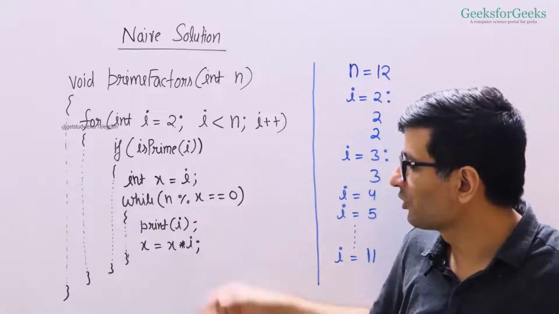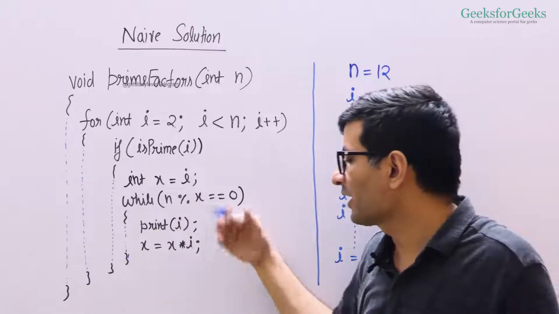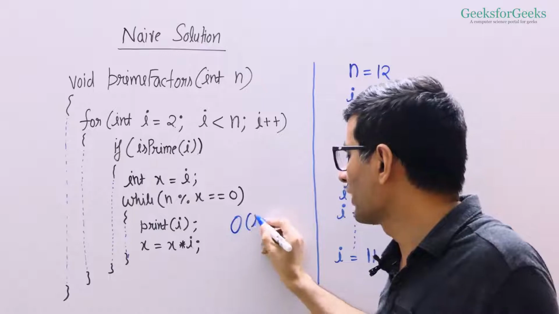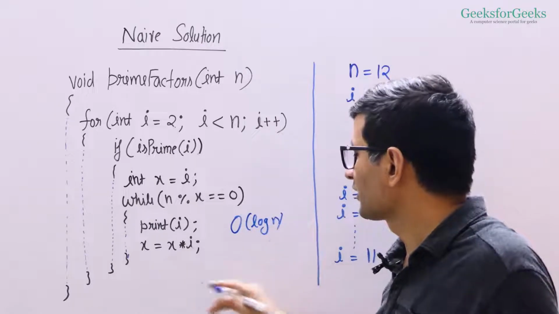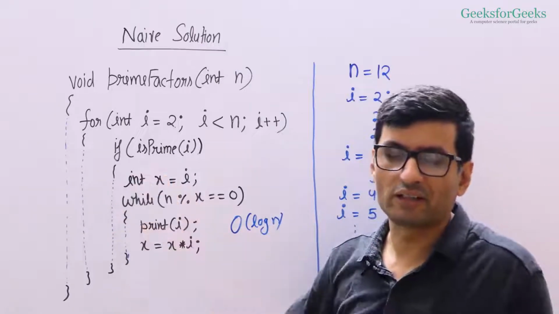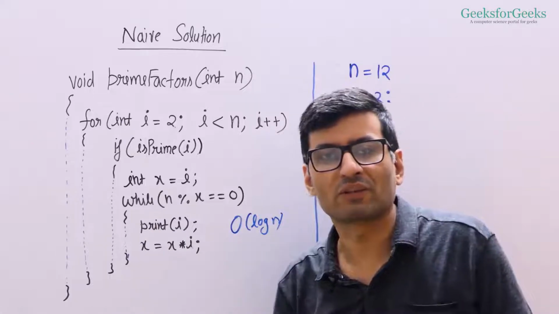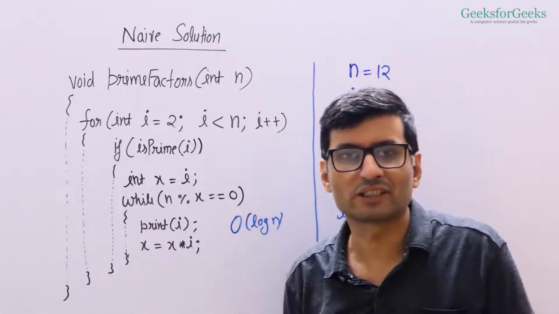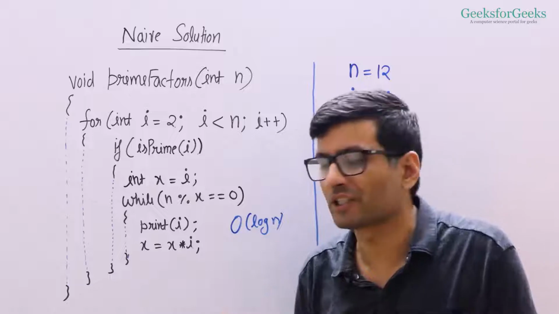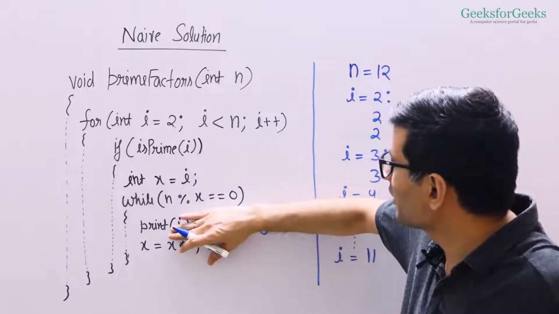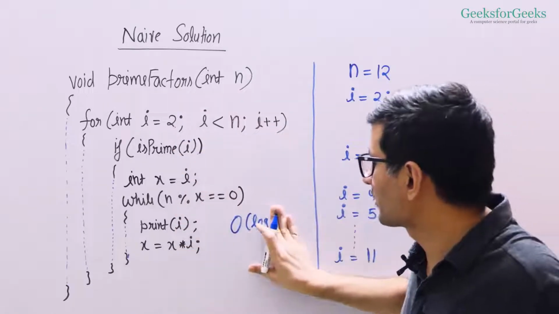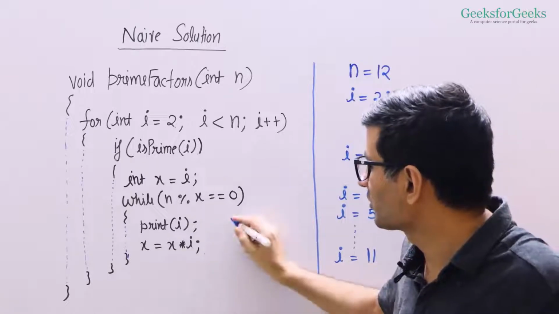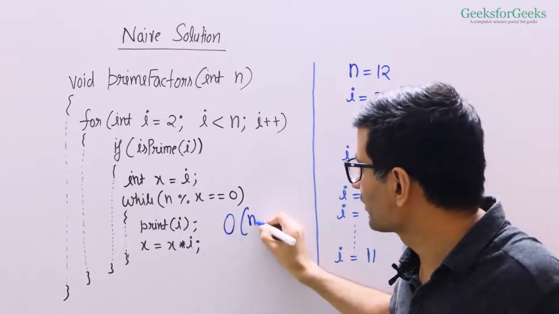So when you have such a loop, this loop can take at most big O of log n iterations, right? This x can reach up to n, and it is multiplying itself with i to reach n. So in those cases, it's going to take at most log n steps. So we have log n steps here, and then we have n square steps here. So an upper bound on time complexity is going to be big O of n square log n.